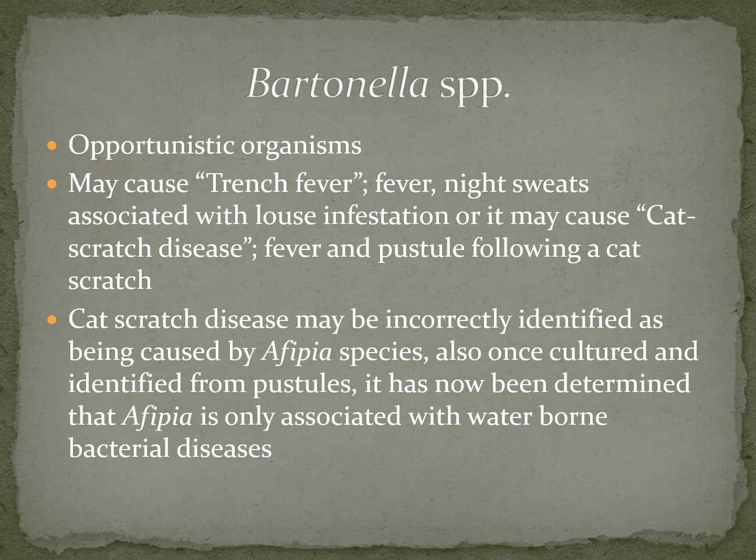Cat scratch disease may be incorrectly identified as being caused by Afipia species, but once it's cultured and identified from pustules, it's now been determined that only Afipia is associated with waterborne bacterial diseases. In Bartonella, the insect vector would be a louse, and that's what helps cause trench fever, or a cat flea, and a cat flea causes cat scratch fever. Both trench fever and cat scratch fever present with a rash, fever, and itchy pustules on the skin.